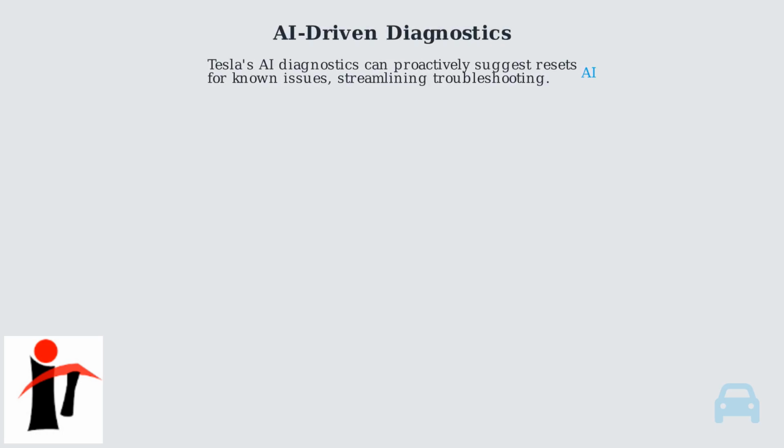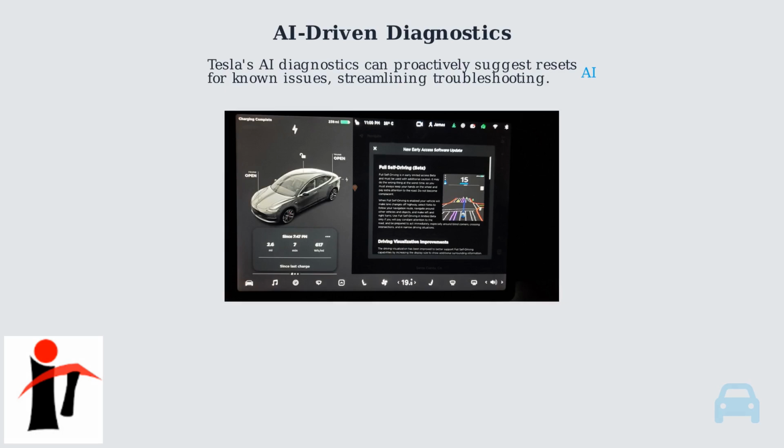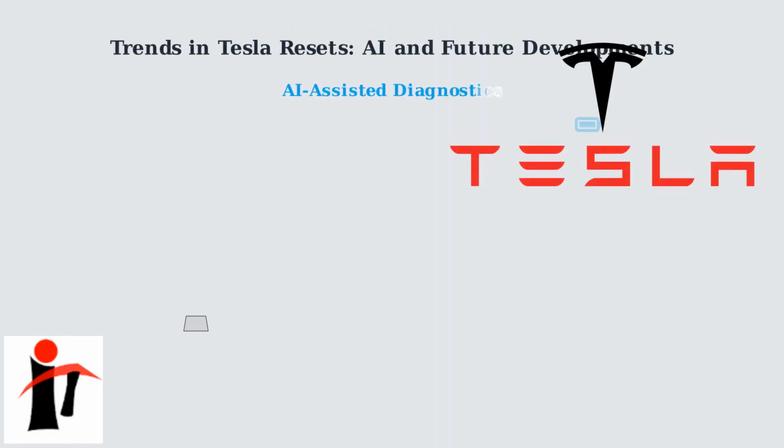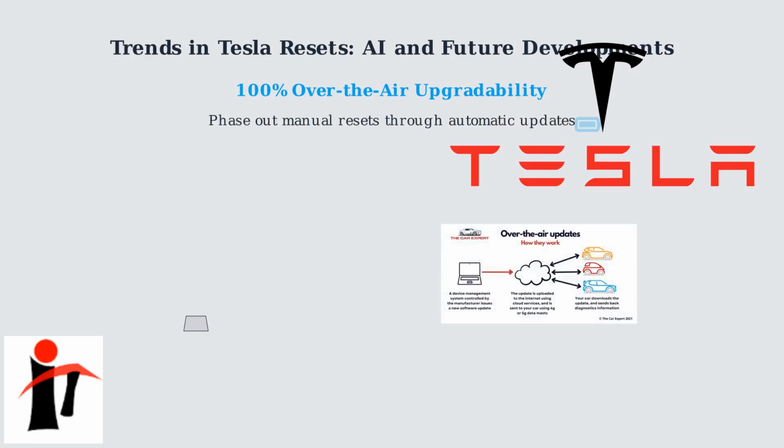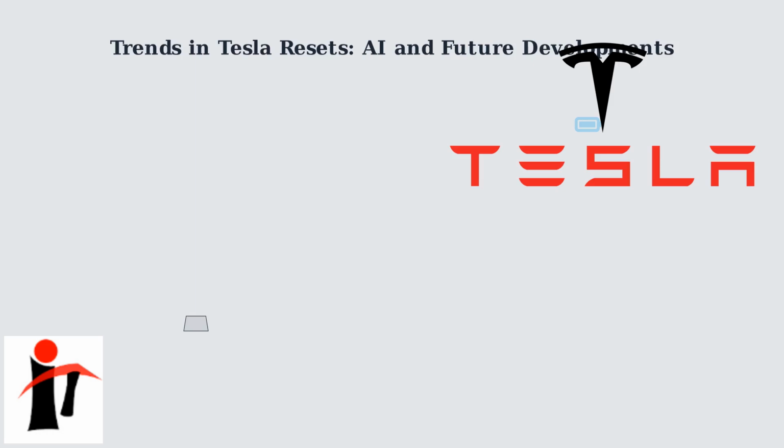Additionally, Tesla's AI-driven diagnostics now proactively identify and suggest resets for known software issues. This intelligent system analyzes vehicle data to recommend the appropriate reset type, making troubleshooting more efficient and user-friendly. Tesla's resets are becoming smarter with AI-assisted diagnostics that can predict and automate resets for common issues. Future resets may integrate energy-efficient modes to reduce battery drain during the process. Tesla is working on adaptive resets that only reset the affected modules, minimizing downtime. The goal is 100% over-the-air upgradability, potentially phasing out manual resets for most users.